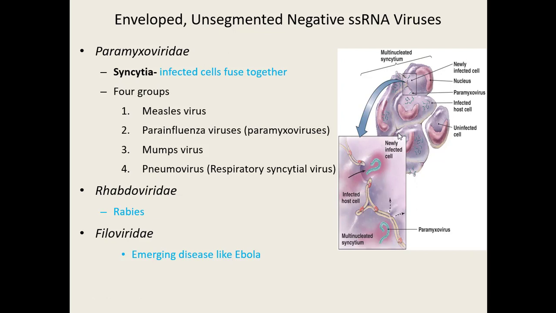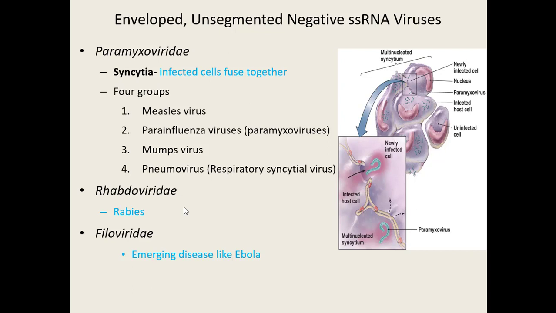There's the measles, the parainfluenza, also called the paramyxovirus, the mumps virus, and the pneumovirus, also called the respiratory syncytial virus. It even has that syncytia in its name. Then we're going to go through the Rhabdiviridae family, which causes rabies, and the Filoviridae family, which has a few emerging diseases like Ebola, as well as a few others.